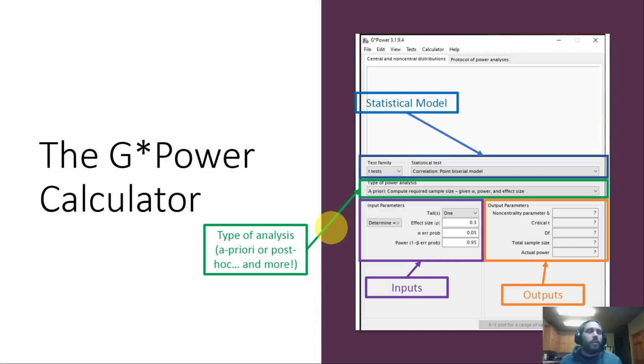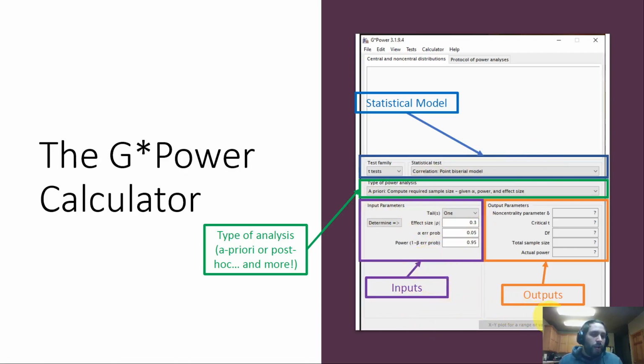There's also a couple other options that you can fiddle with later. And then here's our inputs. Our inputs are going to change based on what everything up here was set to. So depending on what it is, right now it's set up for a t-test, correlation, a priori. But we're going to be manipulating these so that down here will change.